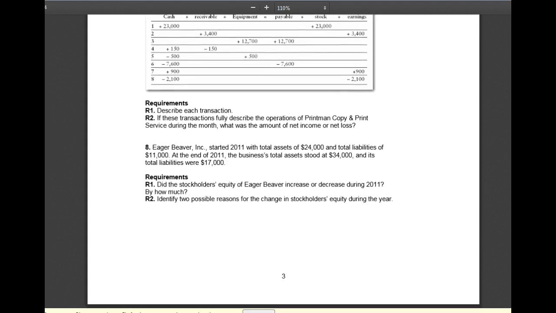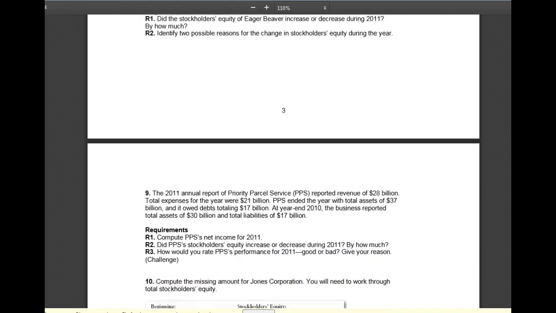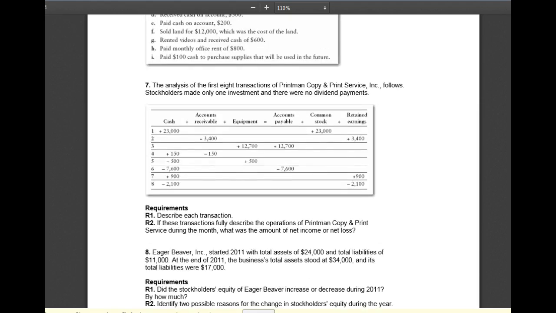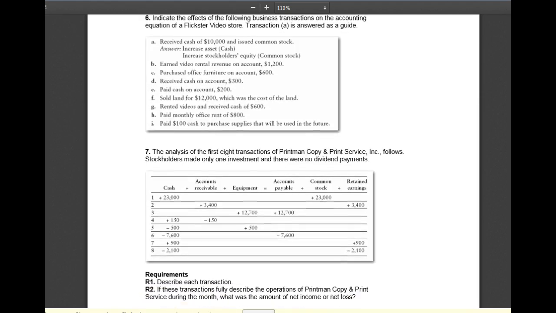Let's look at 8. How many more do we have? I think I better end it right here for this one. I'm at 11 minutes, and I'll start another one, and we'll start up on 8 next time. Okay?